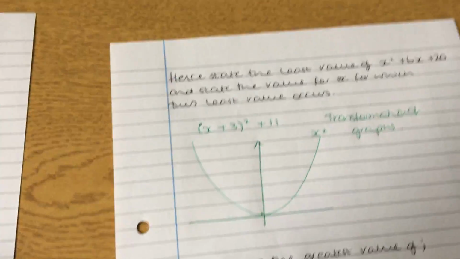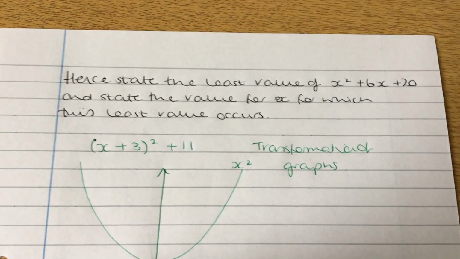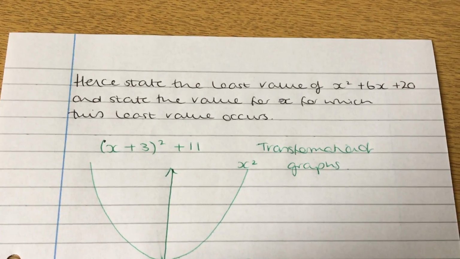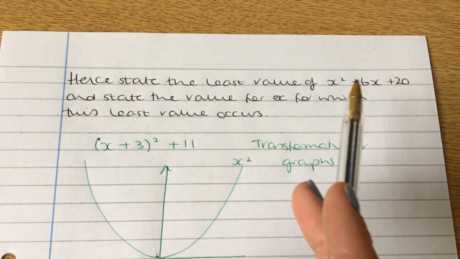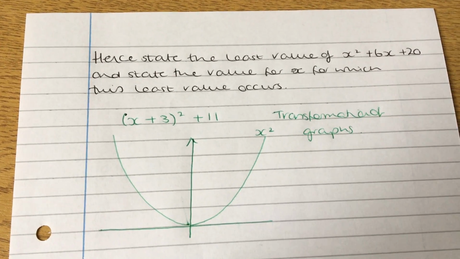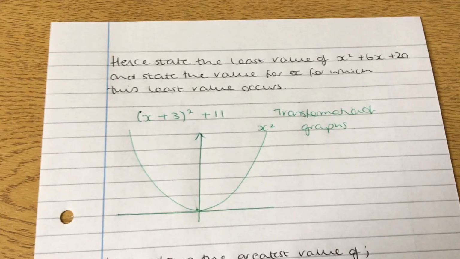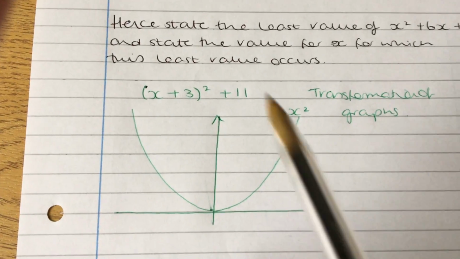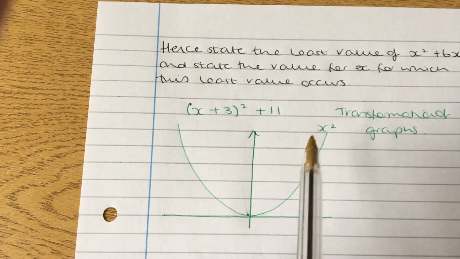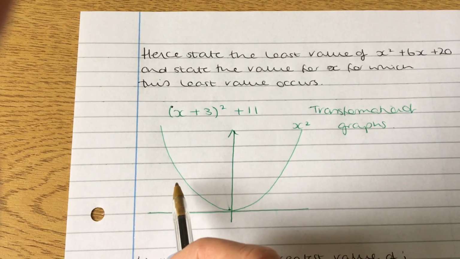The question then moves on and it says, hence, state the least value for x squared plus 6x plus 20 and state the value for x for which this least value occurs. Instead of using this, we're going to use our new (x plus 3) squared plus 11. And we're going to use the techniques we learned when we looked at transformation of graphs. Starting here, here is my typical x squared graph, and that's what I'm going to start with, and I'm going to transform that graph to give me my answer.